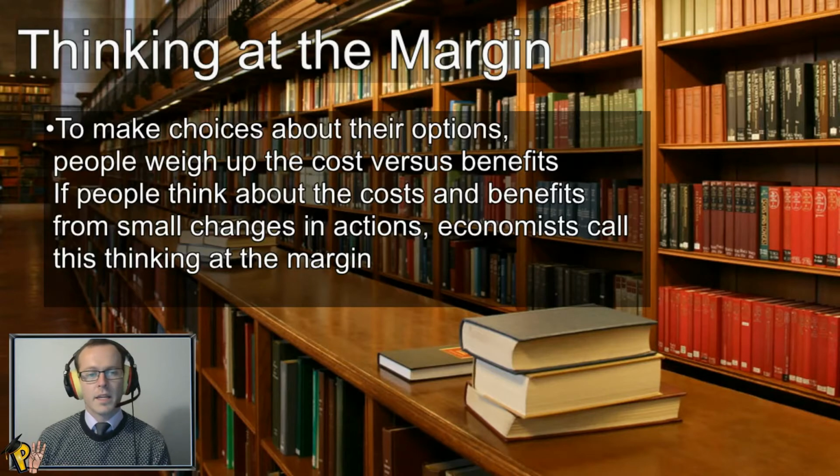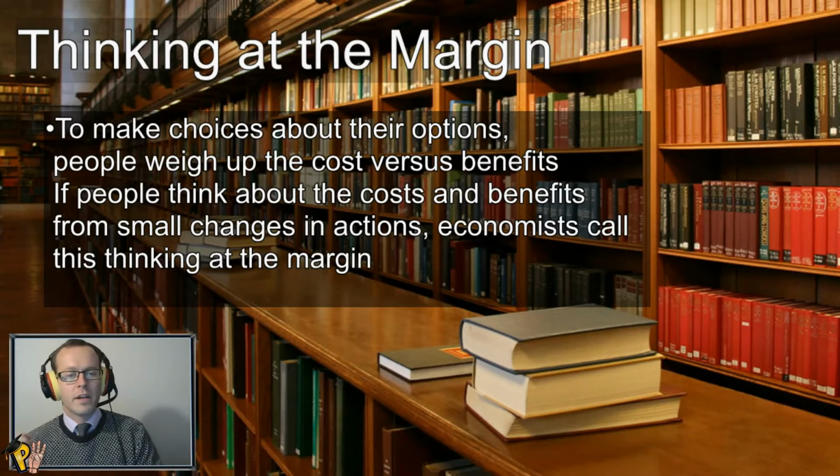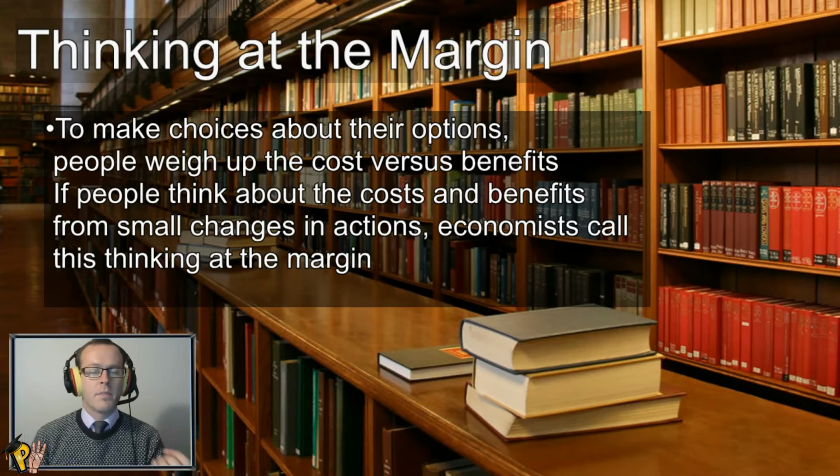So people do this all the time. They weigh up their costs and their benefits. And this is sort of what thinking at the margin is about. When a person thinks about these costs and benefits, if they think about it for every small action, that's when economists think that they are actually thinking at the margin. What marginal benefit am I getting? And is it better than the marginal cost of actually choosing this option?